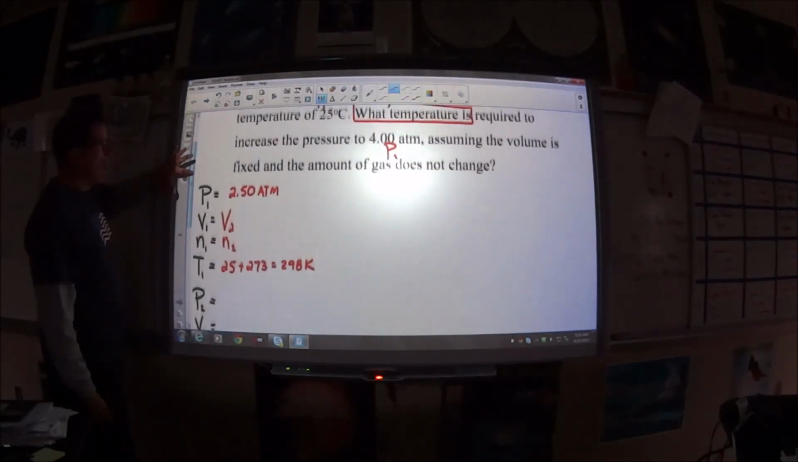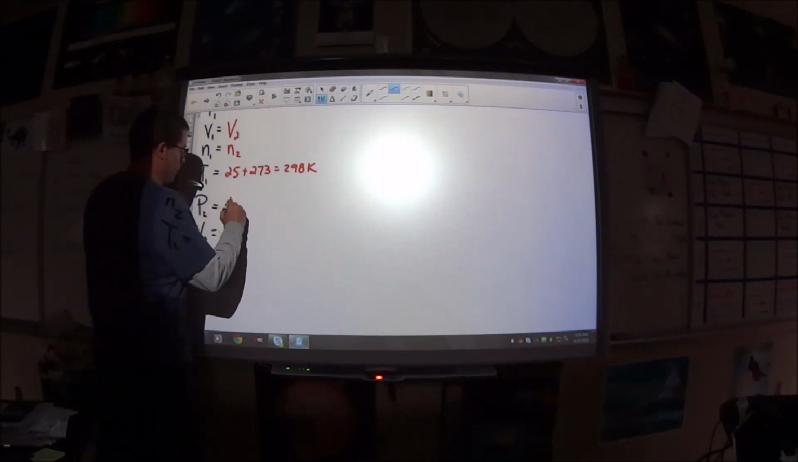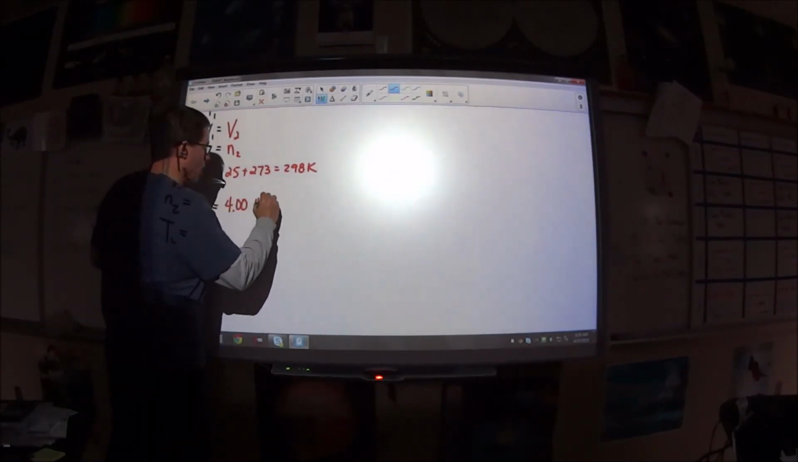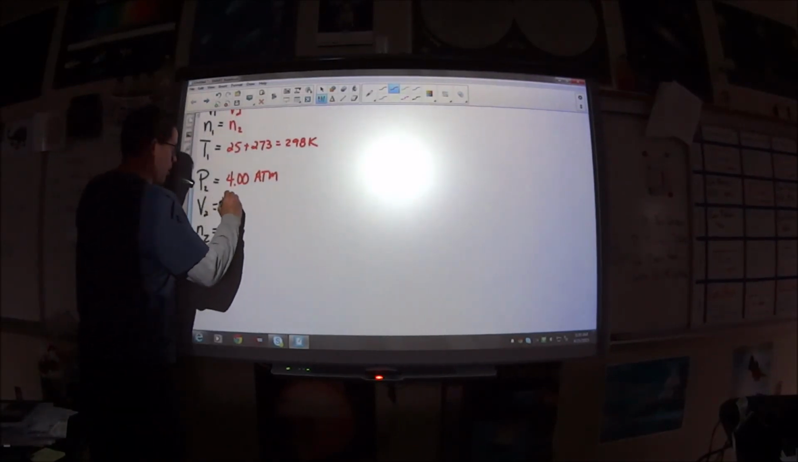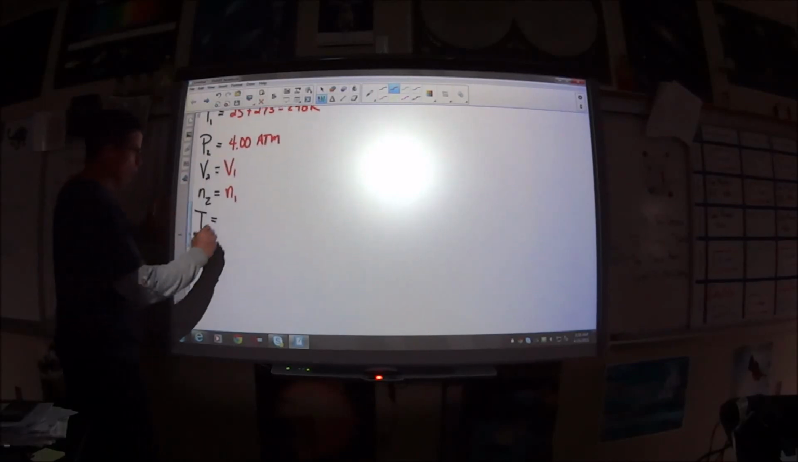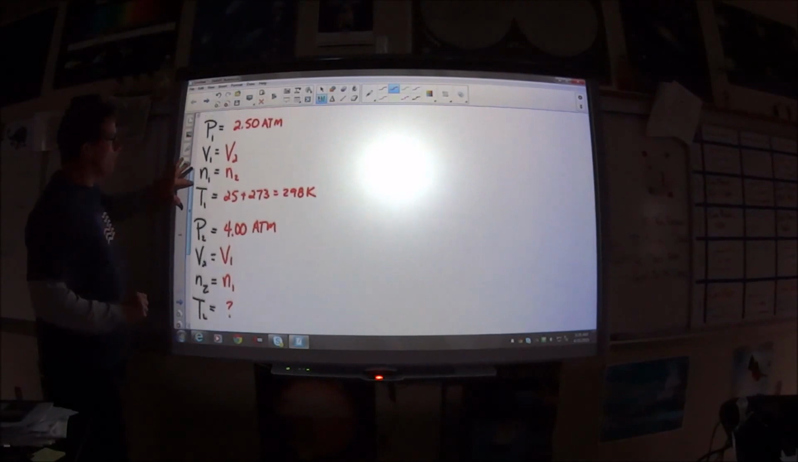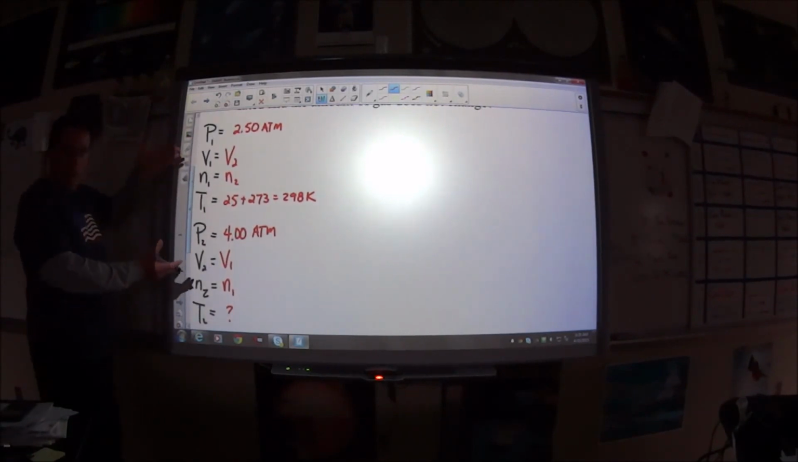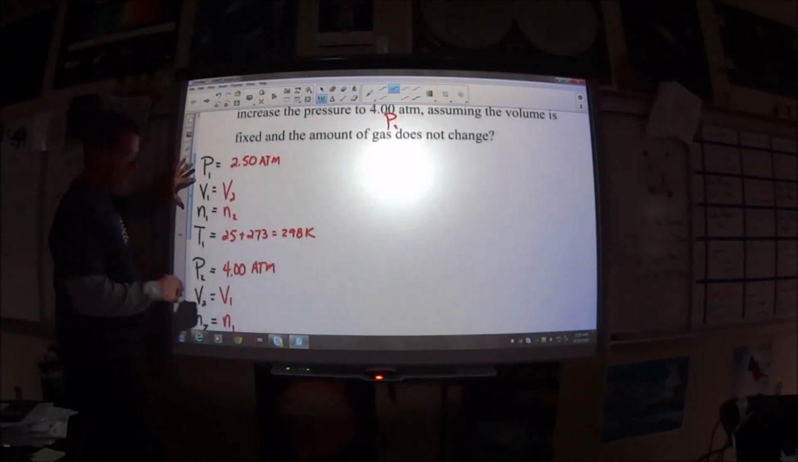Okay, and then my final pressure is 4 atmospheres, so the pressure has gone up. V2 again is equal to V1, as well as N2 is equal to N1, and T2 is what we're looking for. So here is the information that's been given to us in the problem. The question wants to know, what is the final temperature?